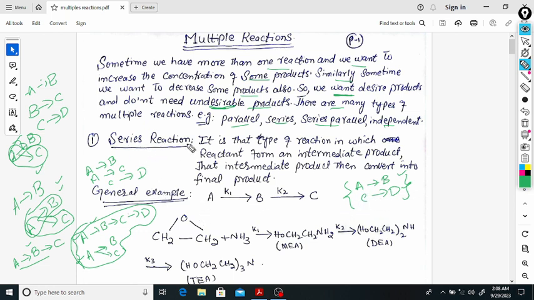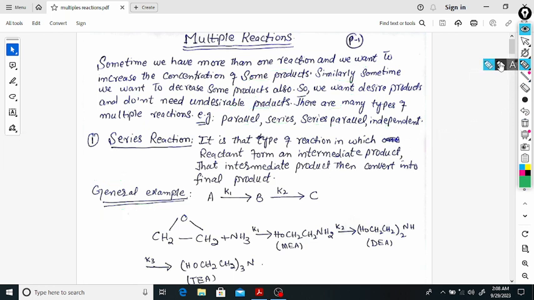So in this lecture we will discuss about the series reaction. It is a type of reaction in which a reactant forms an intermediate product and that intermediate product is then converted into the final product. So here you can see a general example. A is converting into B. This is the intermediate product and this intermediate product then again converts into C. So this is one reaction with rate constant K1 and the B is converting into C with rate constant K2.